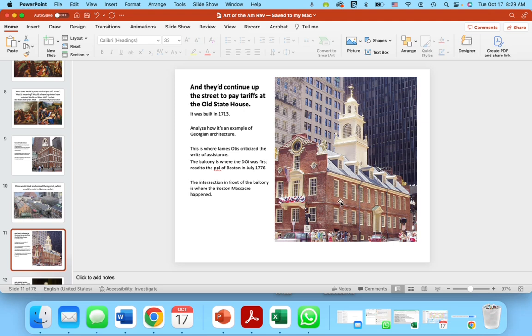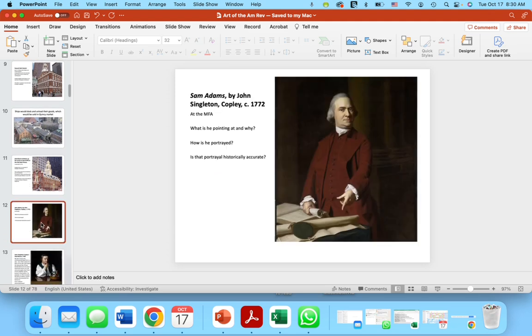This is where you'd go to pay your import taxes as you unloaded your ships. One of the Patriot leaders is Sam Adams. Okay, he was an early radical. He is ready, very early on, to break with England.